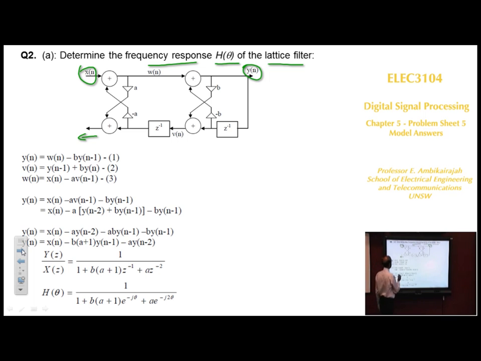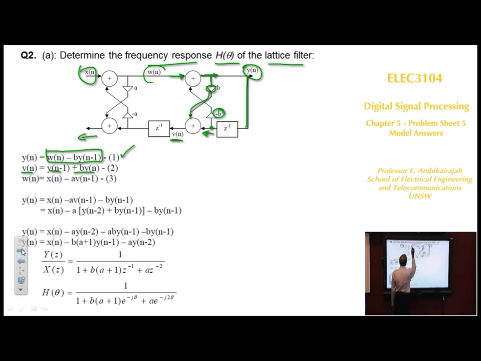First we write the equation for y(n). That's the first equation: y(n) is equal to w(n) coming in plus y(n-1) multiplied by minus b. So w(n) plus y(n-1). Then v(n), we'll write something for this one. This is equal to y(n-1) coming through here plus y(n) multiplied by b. So y(n-1) plus b y(n). And the third one is w(n).